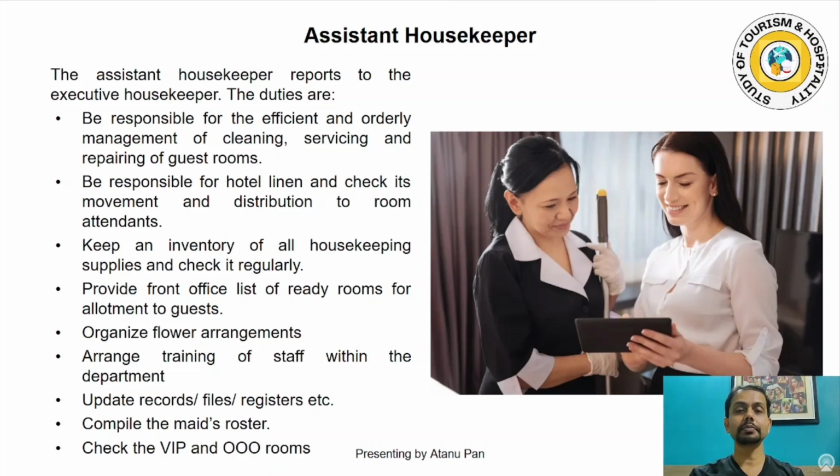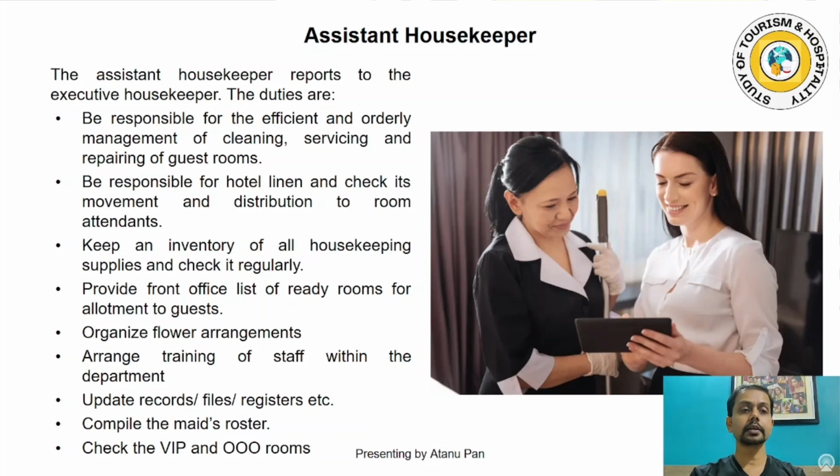And also check VIP and triple O rooms. VIP means very important person. So even before the VIP comes, or maybe when an occupied service is given to a VIP, the rooms must be checked by the assistant housekeeper. All right, before allotting to the guest, or in occupied service. In occupied service, if the guest is in the room, the assistant housekeeper can go and just speak with the guest. It is not like physically always entering the room. He or she can speak with the guest, to ask if the guest needs anything or is happy with the service or not.